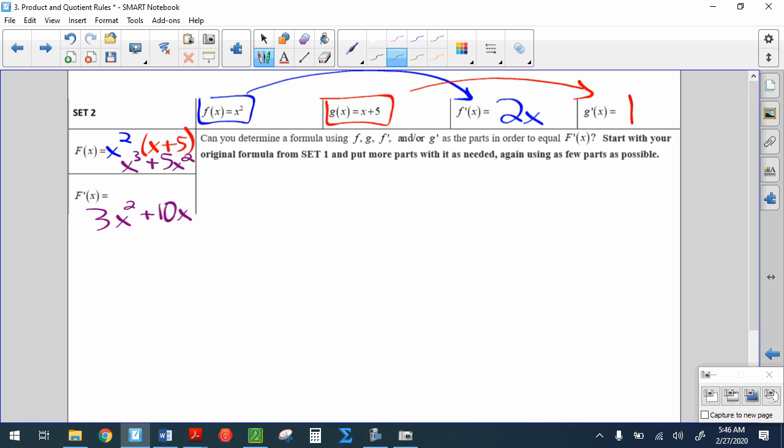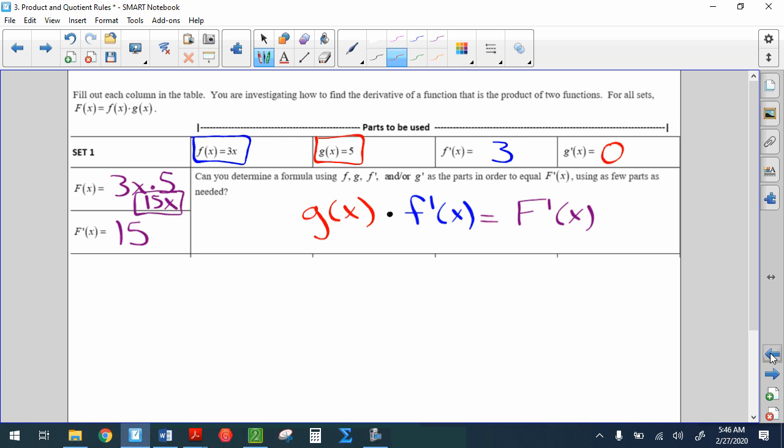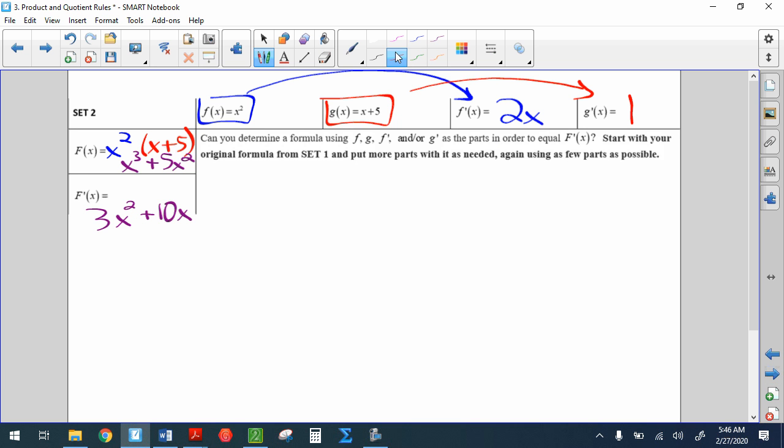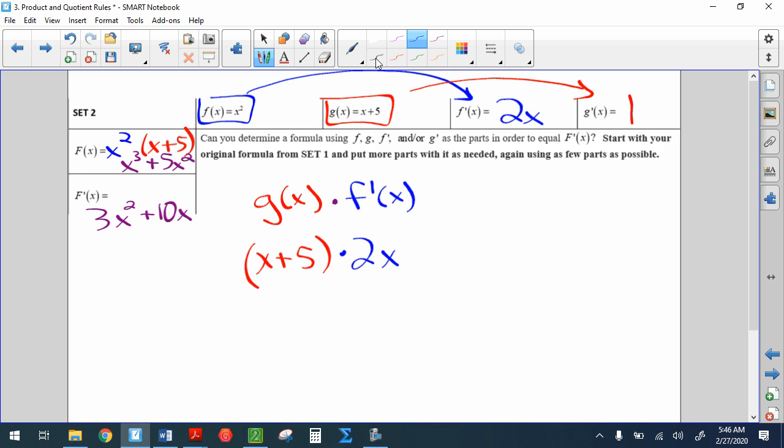Start with your original formula from set 1. So my formula from set 1 was g times f prime. So g was x plus 5, times f prime, which is 2x. So far that's going to be 2x squared plus 10x.